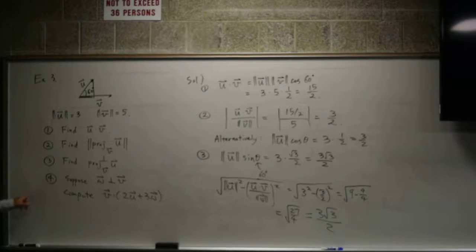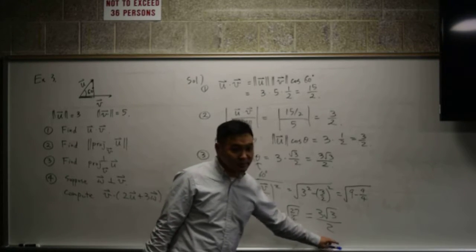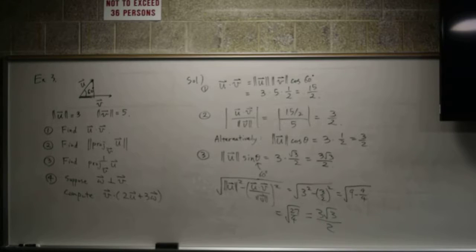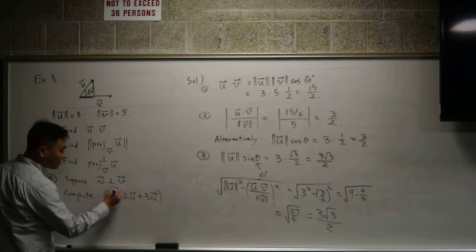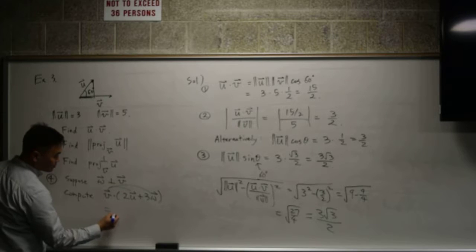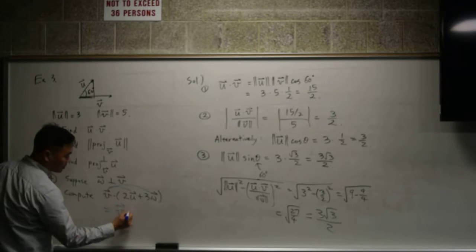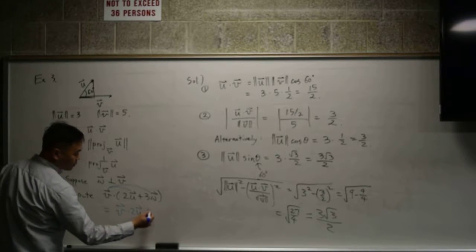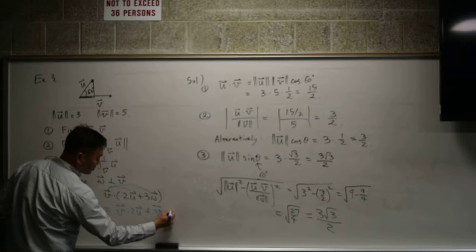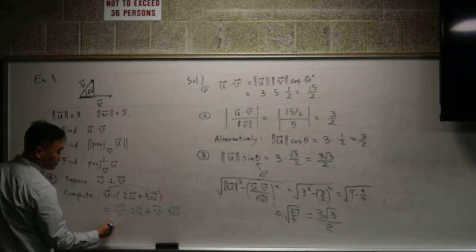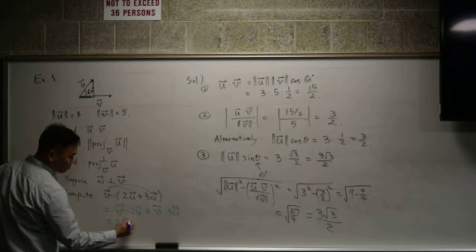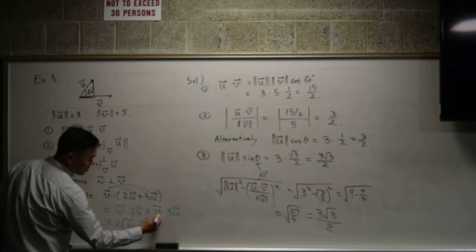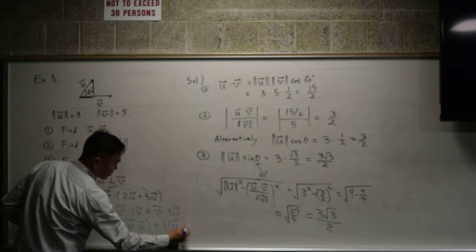Okay. Now the fourth one. How would you do this? Any ideas? You distribute, right? You multiply these out. So you have v dot 2u plus v dot 3w. And you can pull the 2 out, and you just have to do v dot u, and 3 times v dot w.